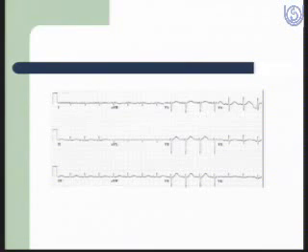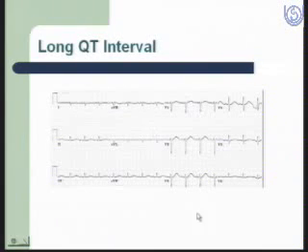Here you see the QT interval from onset of Q wave to the end of T wave is about 3/4 of the total RR interval. So this is markedly prolonged QT interval.